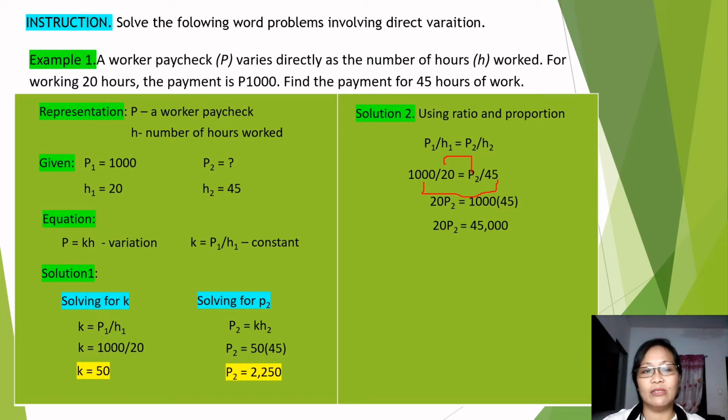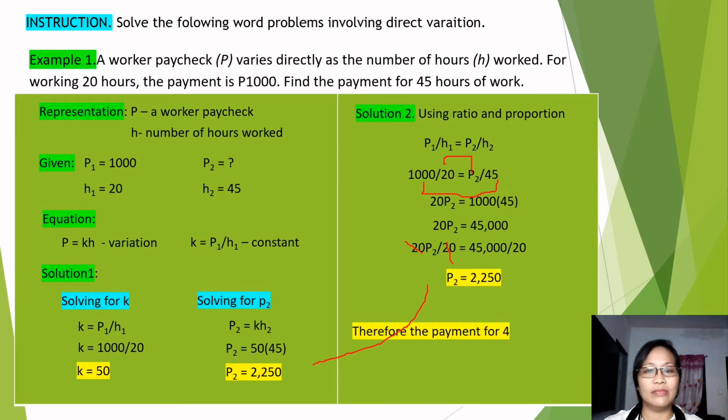20 P sub 2 is equal to 1,000 times 45, which is 45,000. Then to isolate P sub 2, we need to divide both sides by 20. Therefore, we have 20 P sub 2 divided by 20 is equal to 45,000 divided by 20. Then we cancel 20 and 20. Then we have P sub 2 is equal to 45,000 divided by 20, which is 2,250. So the answers are the same. Okay? Next, example number 2.